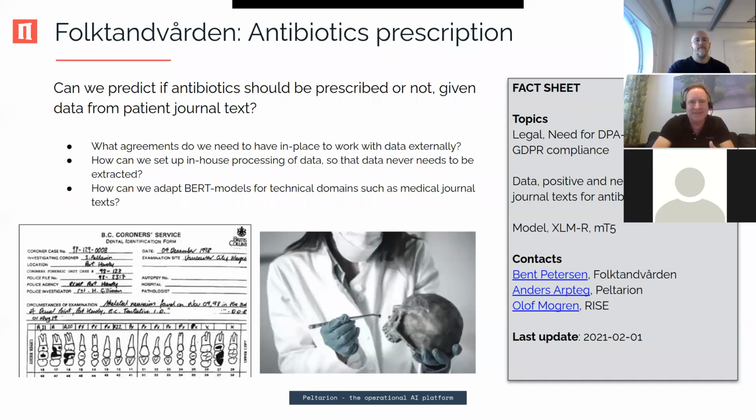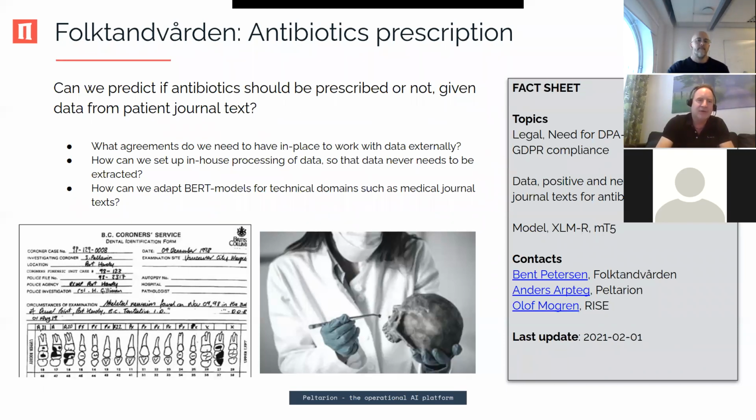Here's another, I think, really interesting use case. This is from the MedBird project, but it's trying to help with one problem that the public dental service in Sweden has for being able to prescribe antibiotics. And as you may understand, antibiotics is something that we should try to minimize the prescription of to avoid building up resistant bacteria. And they have a huge manual process for this today.